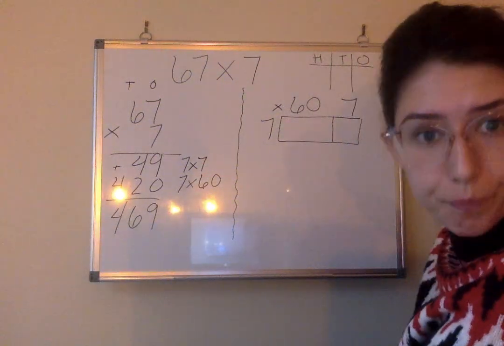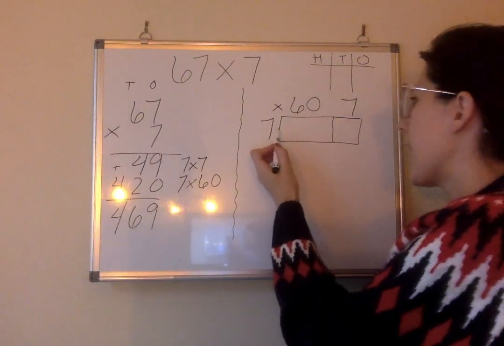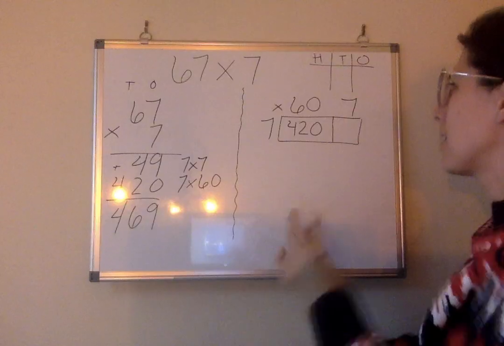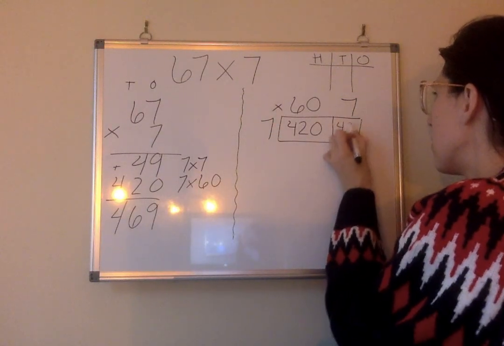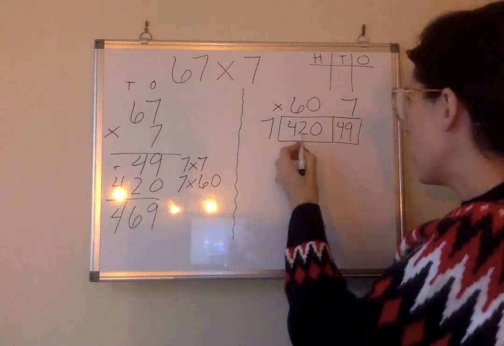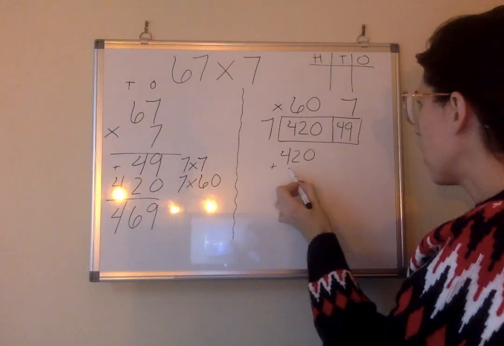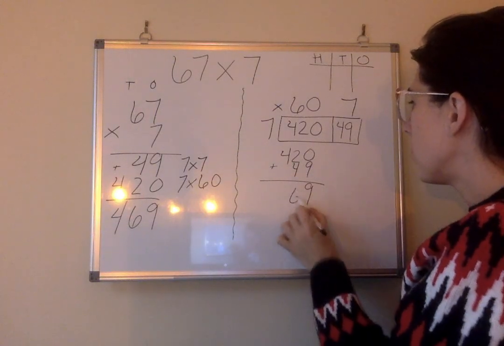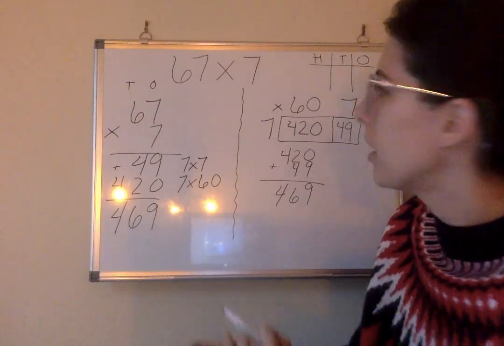And there you go. Over here is the area model. So again, 7 times 60. And then we're going to do 7 times 7. Here's your partial products. Add them up. There you go. 2 different strategies.